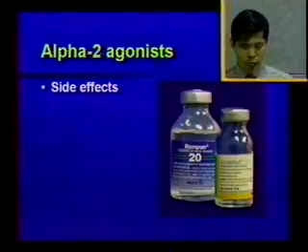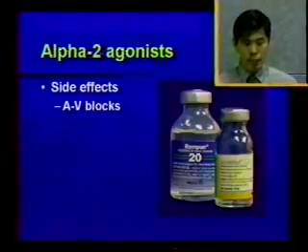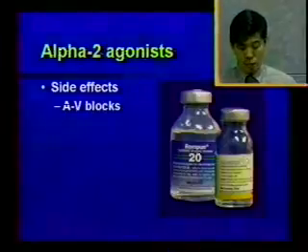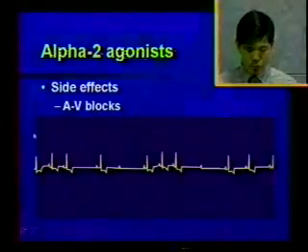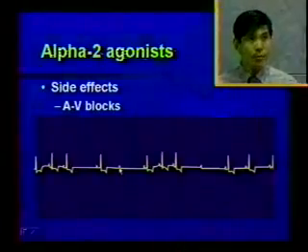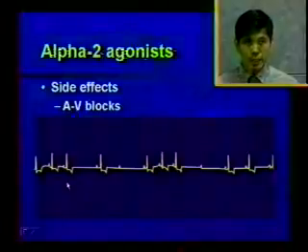Side effects of alpha-2 agonists. They will cause second degree AV block. Sometimes you may see a third degree AV block. This is just an EKG of a second degree AV block. As you could see here, there is a P wave right there, and it is not followed by a QRS. That is a classic second degree AV block.